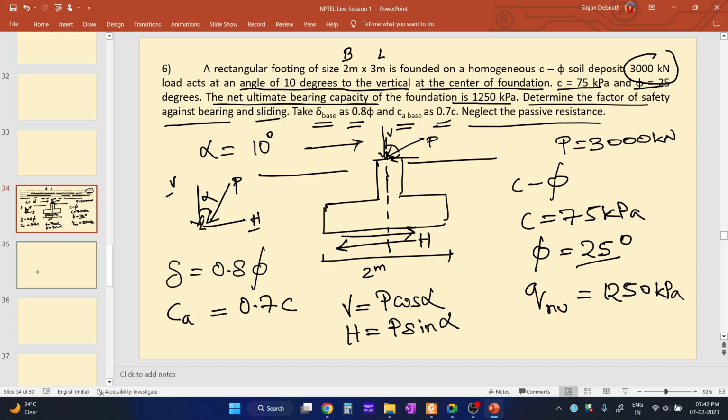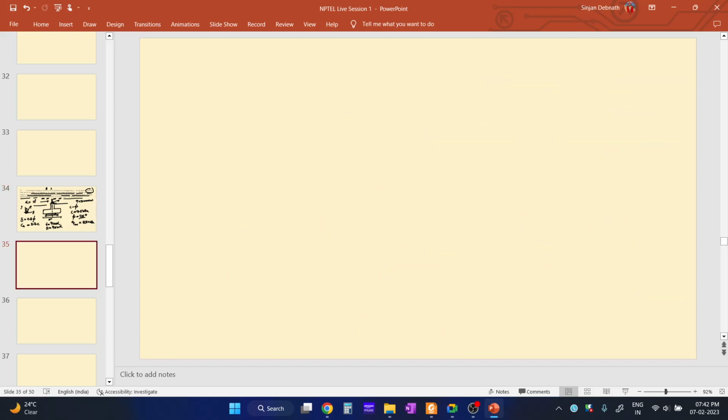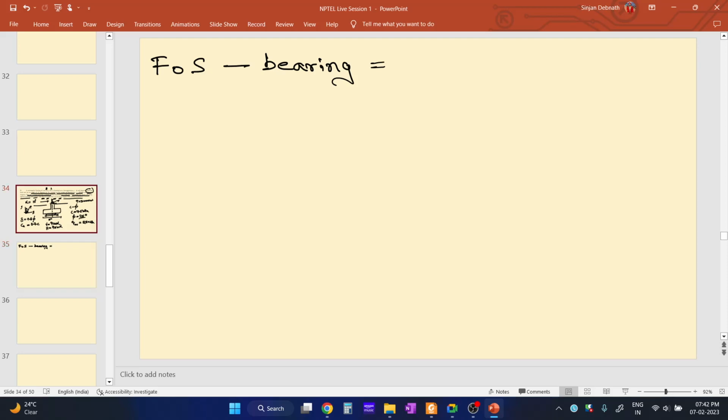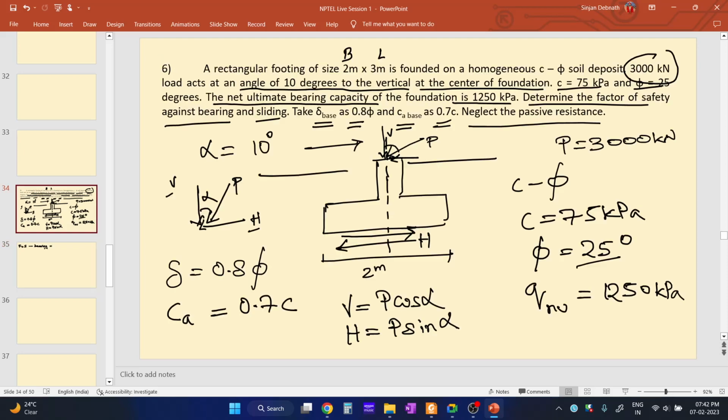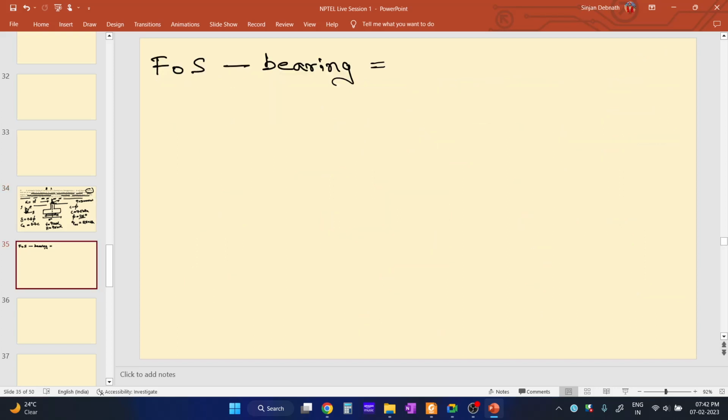So now, factor of safety against bearing. What is the factor of safety against bearing? We know the net ultimate bearing capacity of the foundation, that is 1250 kPa. qnu is equal to 1250 kPa. We know this. So for the factor of safety against bearing, we will consider only the vertical part of the load in this case.